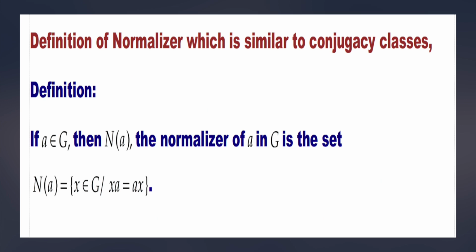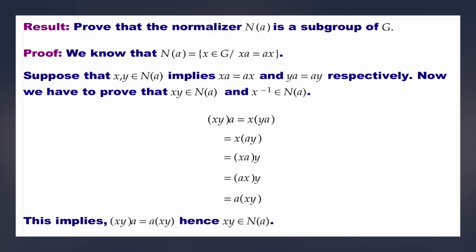Next is the definition of the normalizer, which is similar to conjugacy classes. Let us see the definition. If a belongs to G, then N(a), the normalizer of a in G, is the set N(a) = {x in G such that xa = ax}. We know very well that the normalizer is a subset of a group. Can you think, will it form a subgroup? Let's verify it in this result. Prove that the normalizer of a is a subgroup of G.